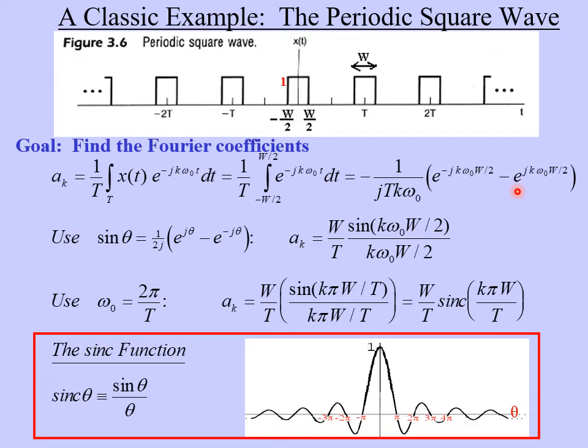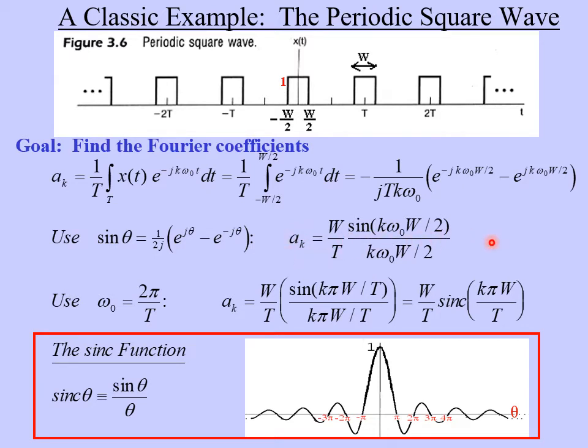Now, this is a little bit of a mess. We've got a j here, and we've got j's up here. We can actually simplify this considerably by using a couple of tricks. Remember from Euler's formula, sine theta is 1 over 2j times e to the j theta minus e to the minus j theta. If you look up here, you can see that theta is just k omega naught w over 2. That fits in here, and by making this substitution, we can rewrite a sub k as shown right here.